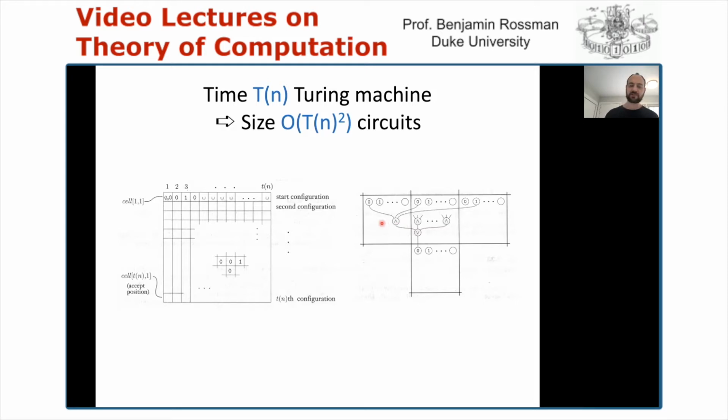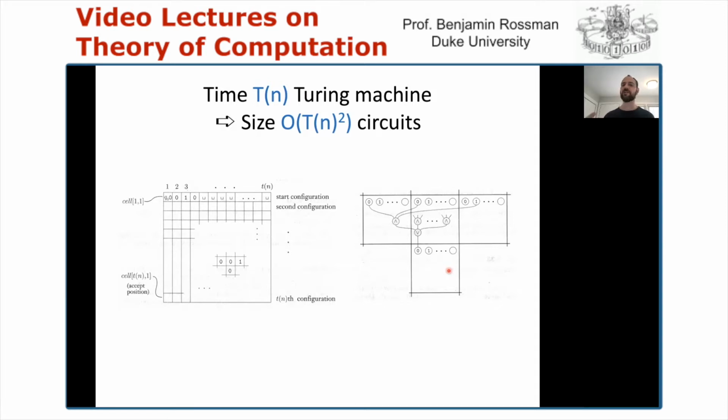Now, if we look at any cell in the tableau, so this cell here, for instance, we can observe that the contents of that cell are completely determined by the contents of the 3 cells above it. If the Turing machine head at the previous time step is not in one of these 3 locations, then we know that we just copy the entry above. Otherwise, it's just a local computation.